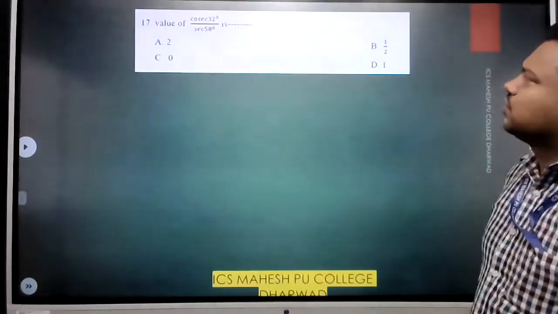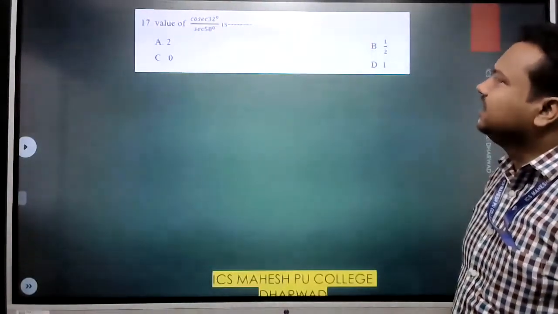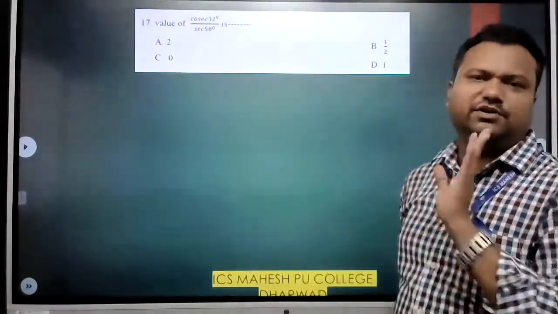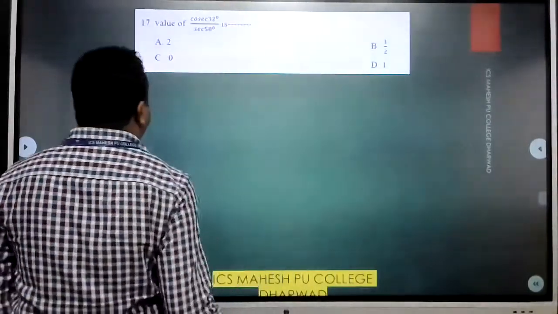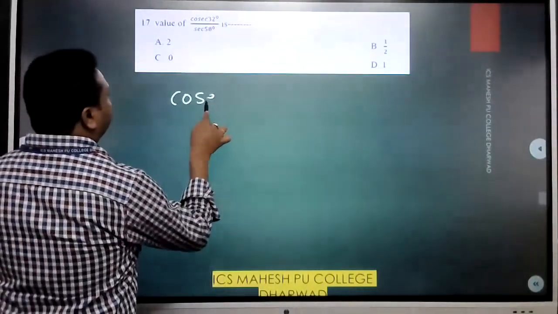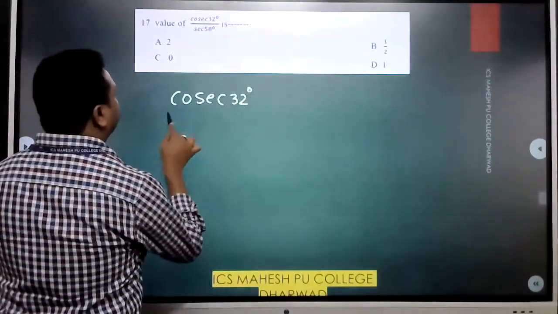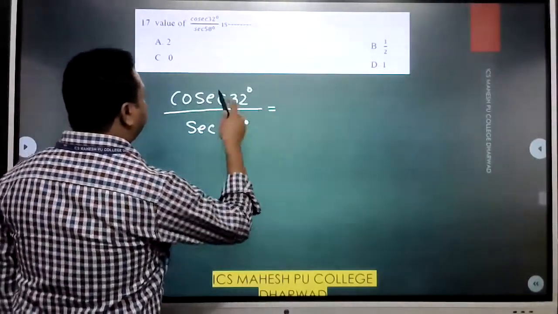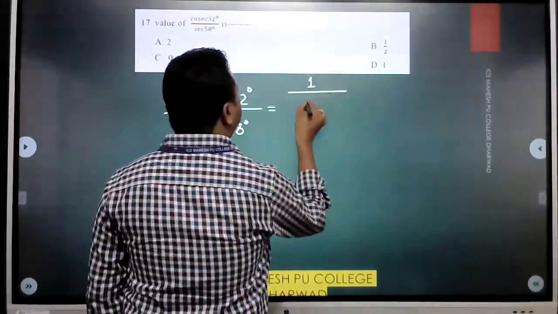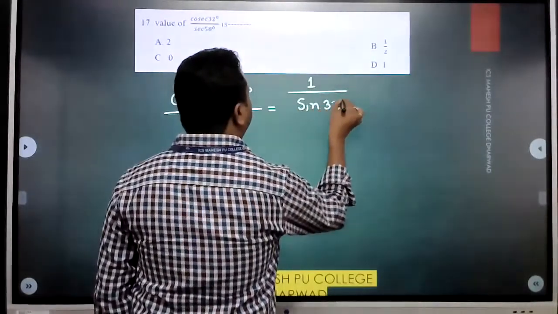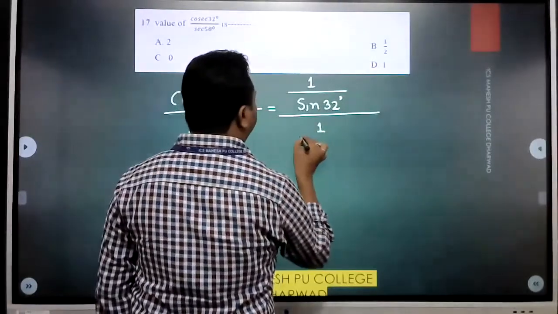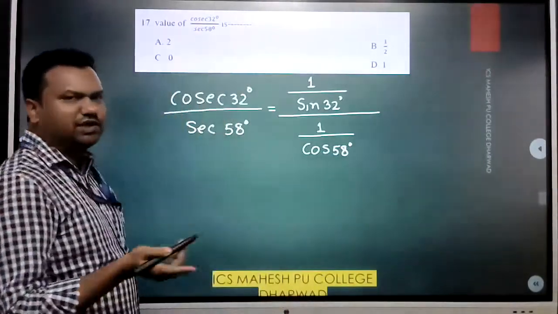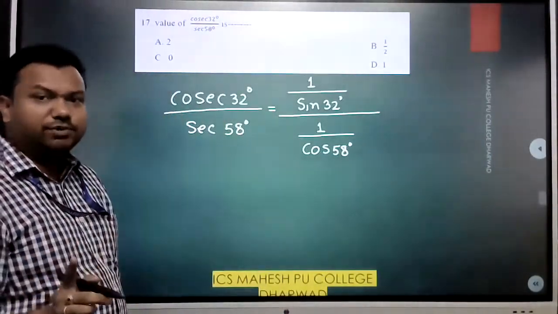The value of cosecant 32 degree divided by secant 58 degree ಅಂತ ಇದೆ. ಆಗ್ಲೇ ಕಾನ್ಸೆಪ್ಟ್ ಎಕ್ಸ್ಪ್ಲೇನ್ ಮಾಡಿದೆ. The same kind of concept you have to apply here. Let's see the magic of trigonometry. What is the problem? The problem is cosecant of 32 degree divided by secant of 58 degree. Now, can I write cosecant as 1 divided by sin 32 degree, and here 1 divided by cos 58 degree? Because they are reciprocal, sin and cosecant, secant and cos, they are reciprocal of each other.